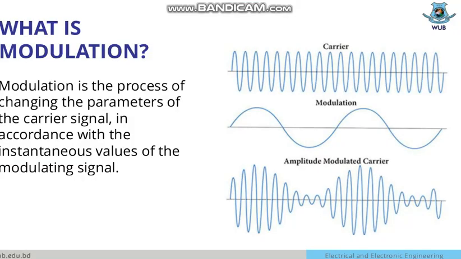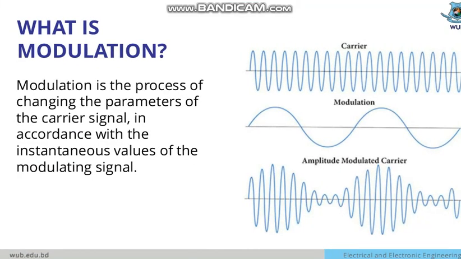So first of all we have to know what is modulation. Here you can see there is a carrier signal, there is a modulating signal, and that is the amplitude modulated carrier. Modulation is the process of changing the parameters of the carrier signal in accordance with the instantaneous values of the modulating signal. That means when we want to send the message signal, that is the message signal, and that is the carrier signal. We have to mix them in the modulation process and get the output like that.